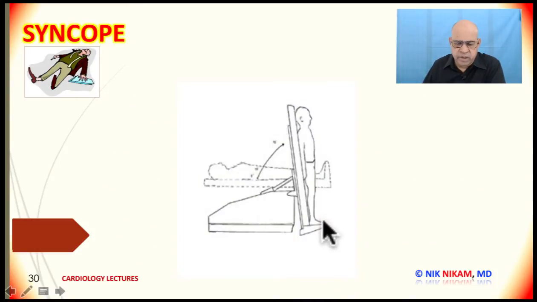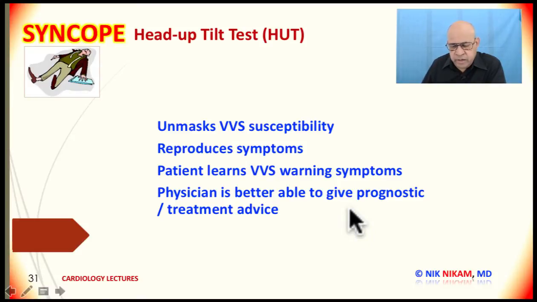Is tilt table test. I don't know how you would like to be strapped to this table and standing there steady like a soldier for 40-45 minutes. Well, if that's what you need to get your heart checked out, I guess you have to take it. Here's another one, head up tilt test, which is HUT, and this unmasked vasovagal susceptibility. It can reproduce symptoms, and it helps the patients and the physicians to come up with a game plan.